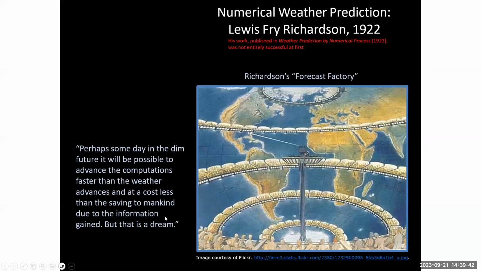And looking at the history of numerical weather models and climate modeling, we have to make a reference to Lewis Fry Richardson, who gave some kind of idea of numerical weather modeling. He started with a publication, Weather Prediction by Numerical Process, in 1922, which was initially not successful. We'll see an example of what happened. But there was a good effort by him, the Richardson's forecast factory that he created. He talked about this phrase that you see: perhaps someday in the dim future, it will be possible to advance the computations faster than the weather advances. What computing gadgets were available at that time would have been a limitation, and overall these facilities, and at a cost less than the saving to mankind due to information gain. But at that time, he said that that is a dream.